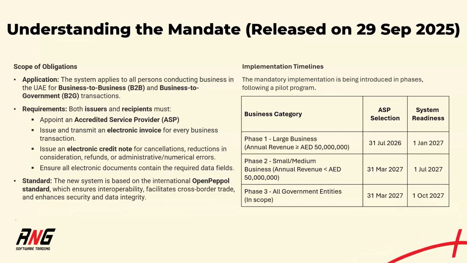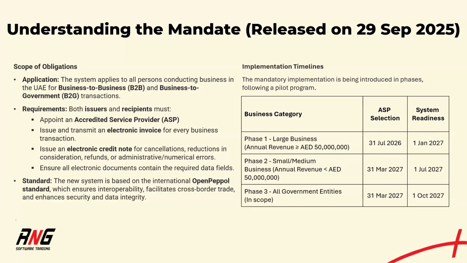Just to give a brief understanding of the mandate, the scope of obligation: the system applies to all persons conducting business in the UAE for B2B and B2G transactions. The requirements are that both the seller and the buyer should appoint an ASP. ASP is nothing but an accredited service provider, and in this case, it will be Tally. Issue and transmit an electronic invoice for every business transaction. So each invoice that is generated is electronically generated, and it is uploaded immediately to the FTA portal as well.